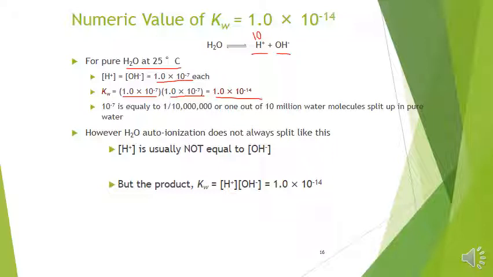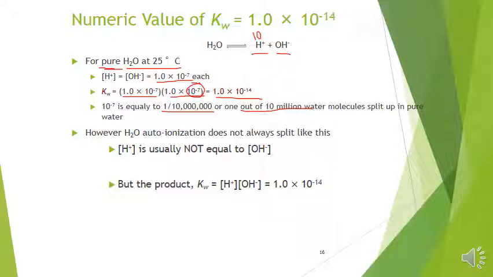Okay. And what is 10 to the minus 7th? 10 to the minus 7th is 1 out of 10 million. And so what we're going to do is deal with negative exponents because they're easier to write out than 1 over. So this is pure water, okay?